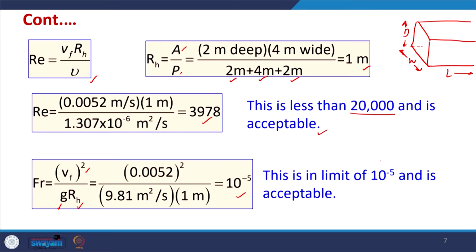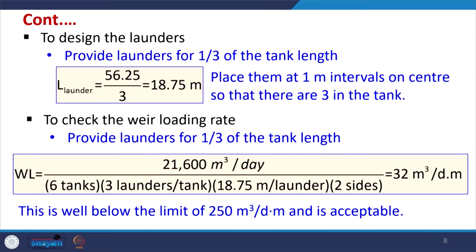The acceptable limit is that the Froude number has to be greater than 10 raised to minus 5, and this is tentatively coming in the same range. So, this is there. Now, we have to go for the design of the launders also. The basic design condition which was given in the previous lecture was that we have to provide launders for 1/3 of the tank length. So, the tentative length of the launders is 1/3 of the tank length.